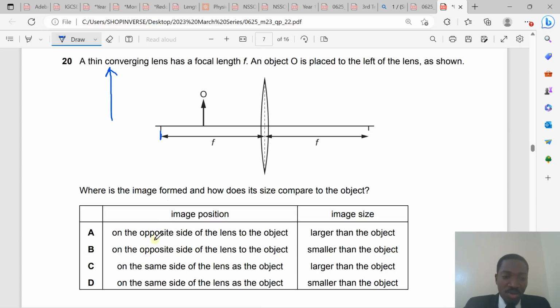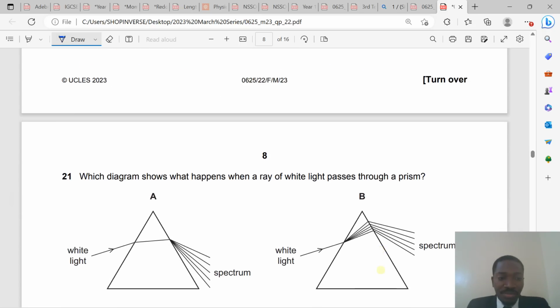Opposite position, no. On the same side as the object, yes. Larger than the object, correct. That's what we mean by magnified. It will be formed in the same position and it will be bigger than the object. We go straight to question 21.